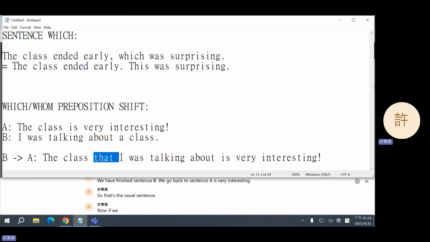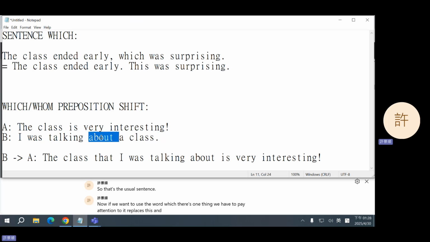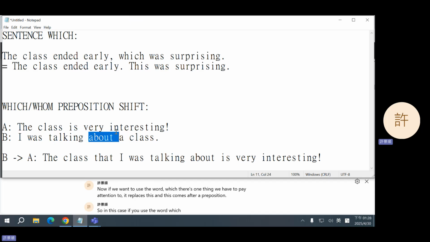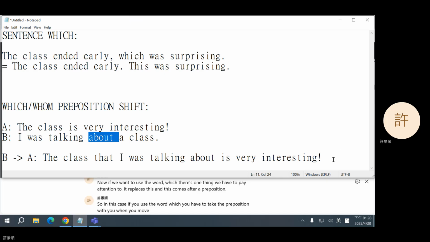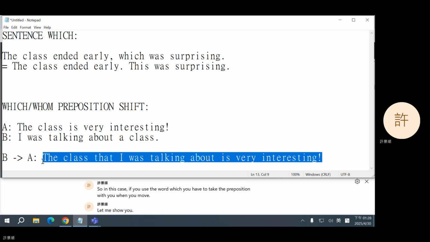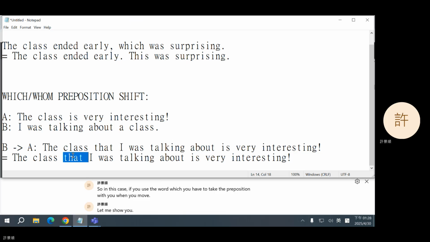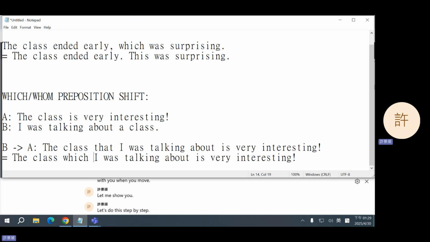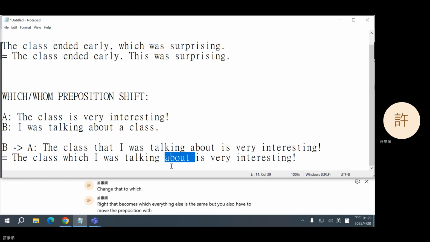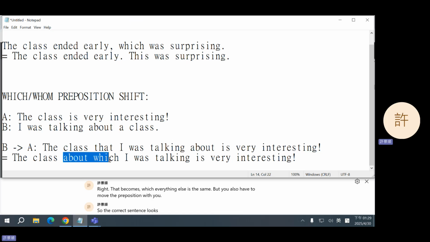Now, if we want to use the word "which," there's one thing we have to pay attention to. It replaces this, and this comes after a preposition. So in this case, if you use the word "which," you have to take the preposition with you when you move. Let me show you. Wait. Let's do this step by step. So first, you change "that" to "which," right? That becomes "which." Everything else is the same. But you also have to move the preposition with you. So the correct sentence looks like this: "about which."